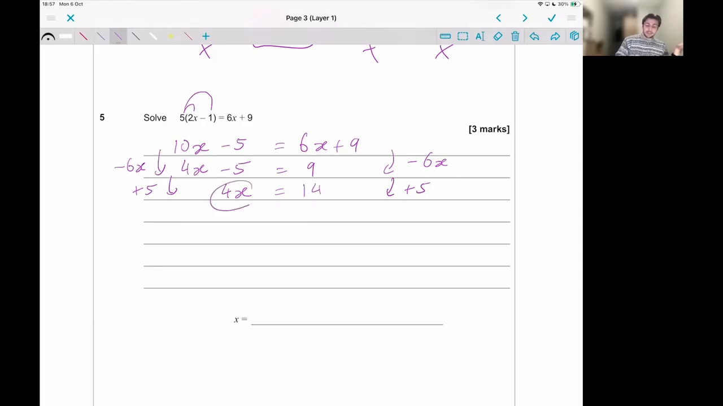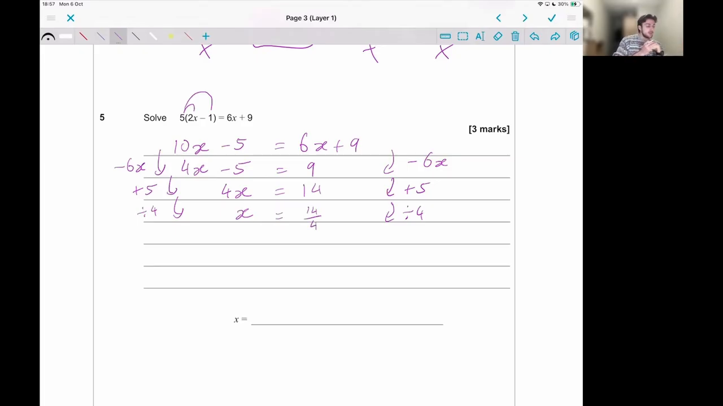Finally, to get x on its own here, I've got something times x. I've got x times 4. Well, to undo the times by 4, I'm going to divide by 4. And then I'll end up with x on its own. But if I've divided the left-hand side by 4, I'm going to have to do the same thing to the right-hand side. So I'm going to get 14 divided by 4.